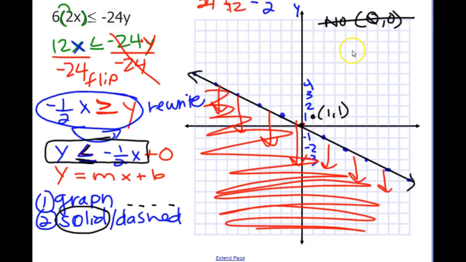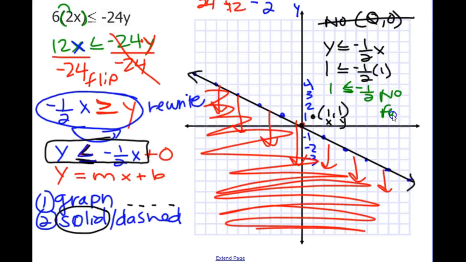So I'm going to plug that into this equation. Y equals negative 1/2 x. We plug in x is 1 and y is 1. So negative 1/2 times x, which is also 1. Well, negative 1/2 times 1 is still negative 1/2. So is 1 less than or equal to negative 1/2? Well, no, that's not true. That's false. 1 is actually greater than, so it's not less than, it's greater than. So we cannot shade towards this point. We'd have to shade away from the point, which is exactly what we did.